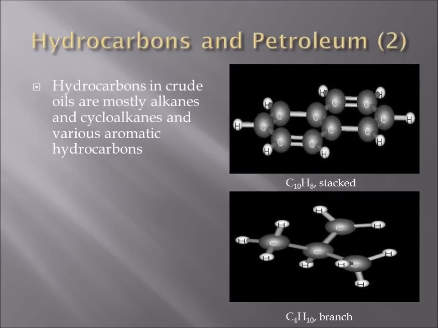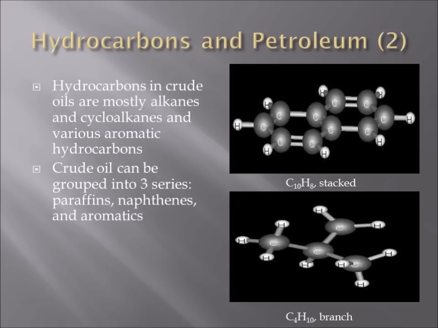In crude oil, the hydrocarbons present are mostly alkanes, cycloalkanes, or some aromatic hydrocarbons. These could be grouped into three series: the paraffins, naphthalene, and the aromatic series. And in different types of crude oil, there are different proportions of the three series.